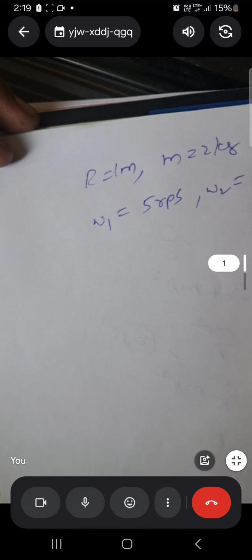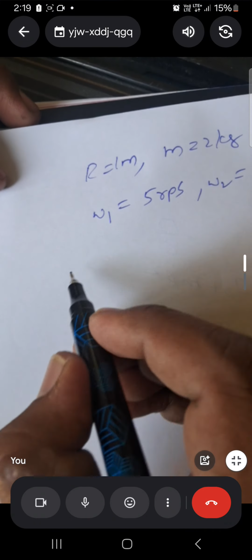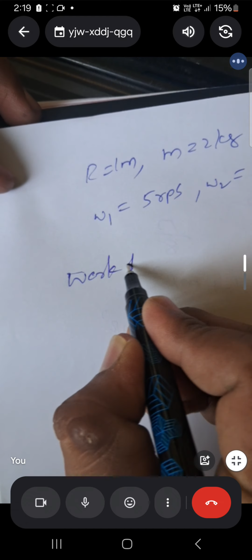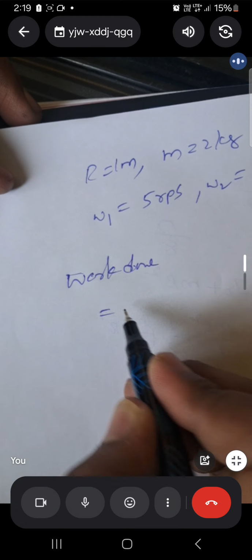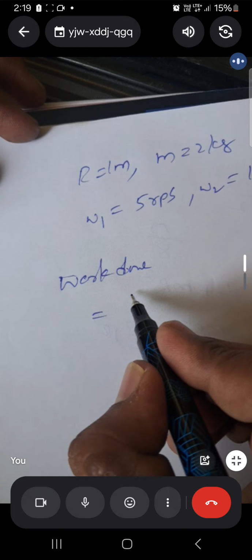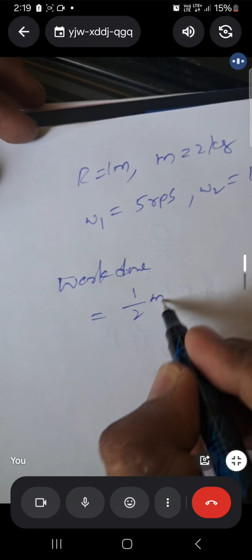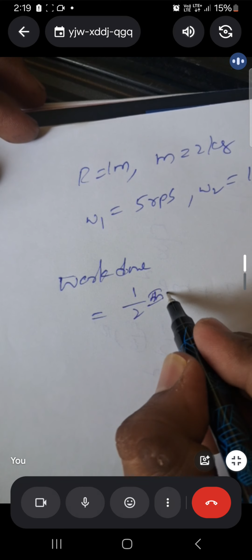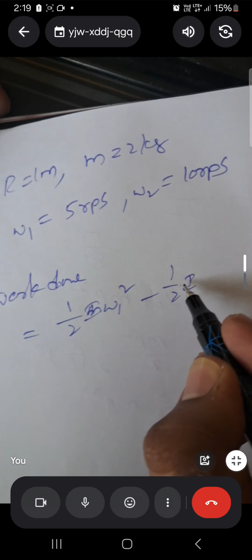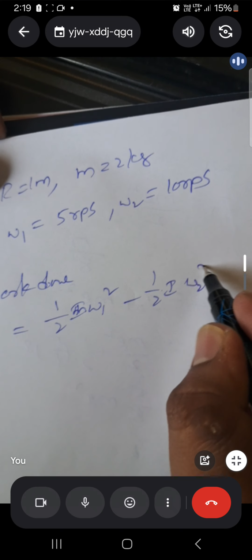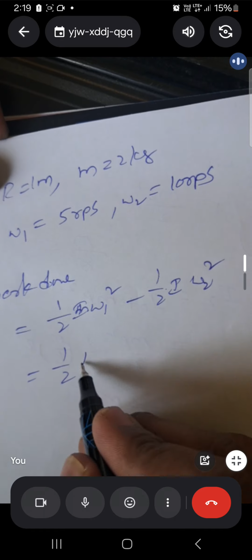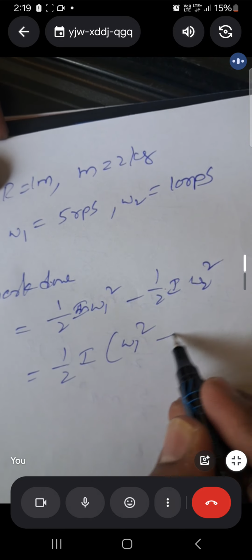What is the formula for work done? Already we discussed that in rotational motion, work done equals the change in kinetic energy. That means 1 by 2 I omega 1 square minus 1 by 2 I omega 2 square. This is the formula. You can take common 1 by 2 I times omega 1 square minus omega 2 square.